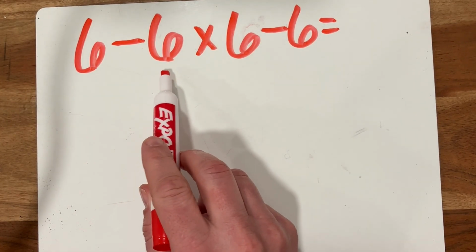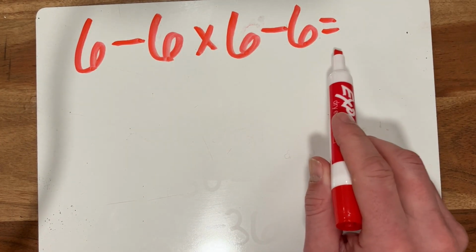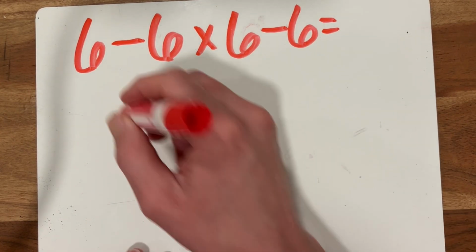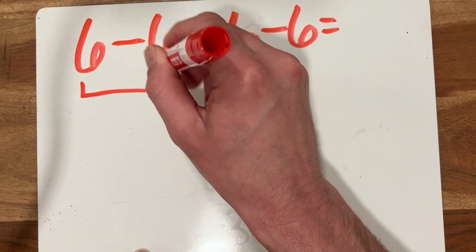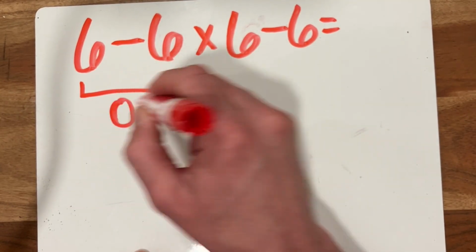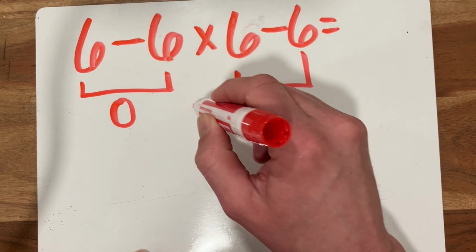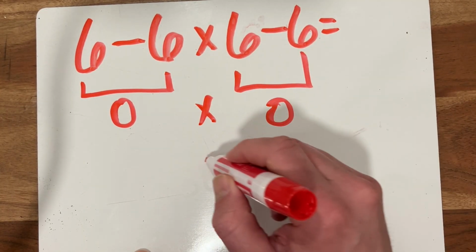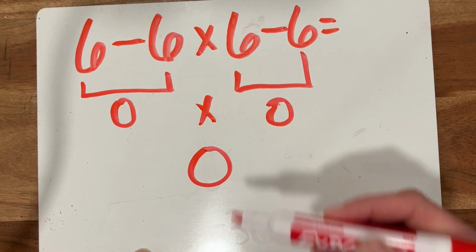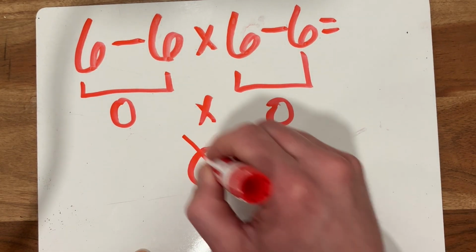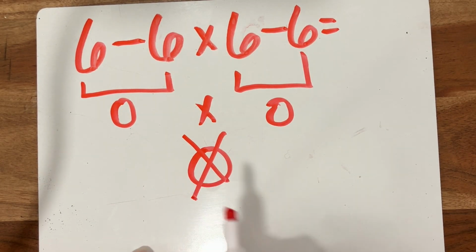6 minus 6 times 6 minus 6. Someone might come to this and say 6 minus 6 is 0. 6 minus 6 is 0. Multiply 0 times 0 and we get 0. But that will be incorrect. Let's try that again.